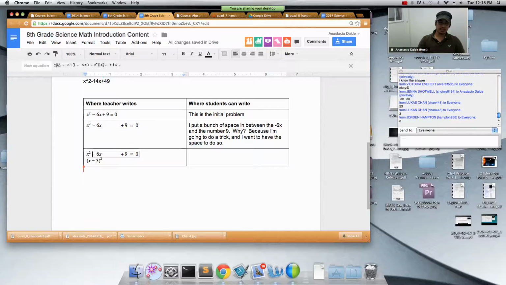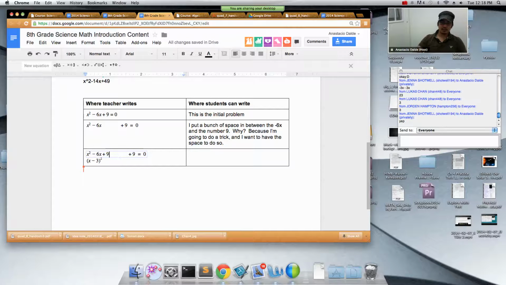How did I get that? Well, I took this number over here and I divided it by 2. And then what number should go here? Plus what? 9, right? That's what we did. We took the negative 3, we squared it, and it's plus 9.